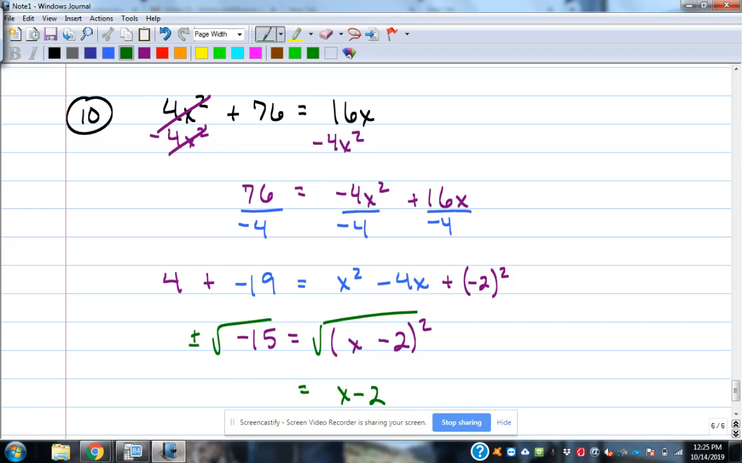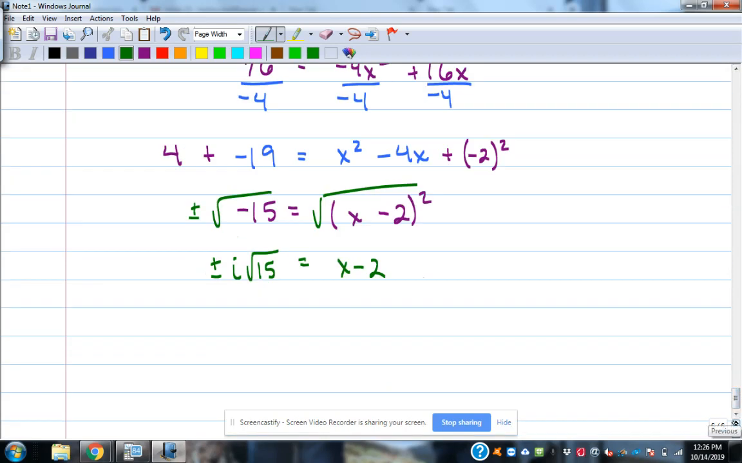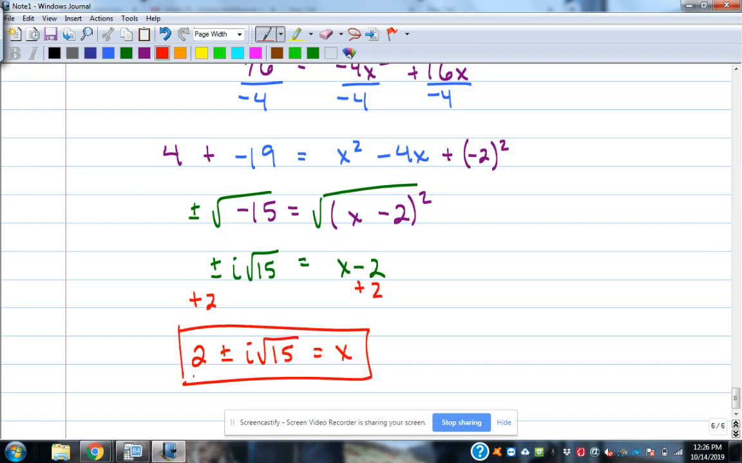What? Got to take the i out because it's a negative, but there are no pairs. 3 and 5 is what it splits into, but that doesn't give us any partners there. So it's going to be plus or minus i square root of 15. And then what do we do to get x by itself? Just plus 2. And so we have 2 plus or minus i square root of 15 is equal to x. 2 solutions for that.